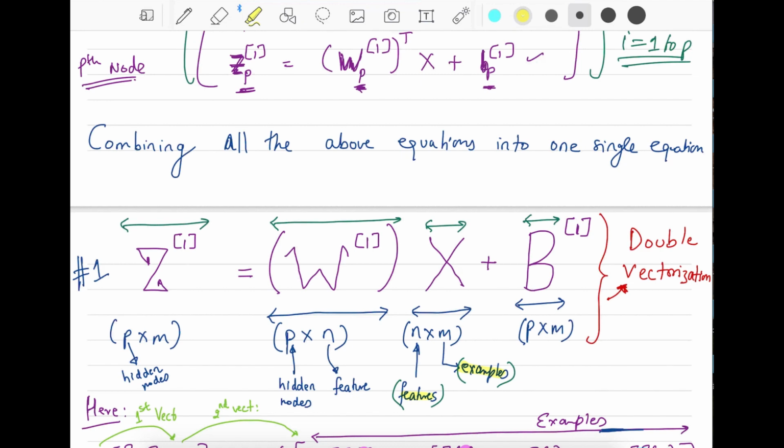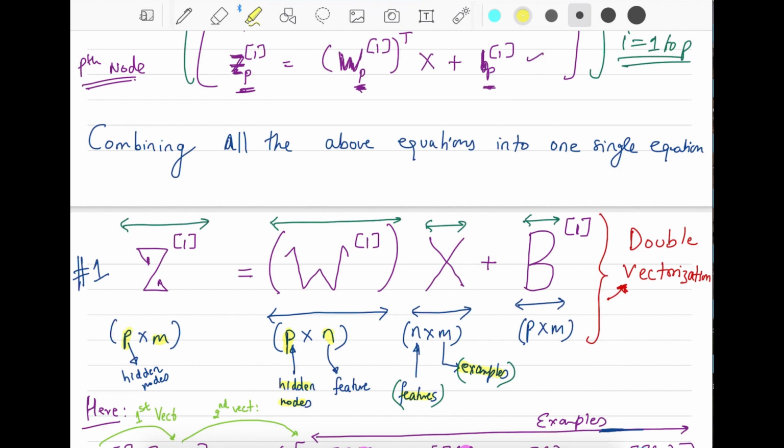In case of W1, the matrix will be of size P hidden nodes now. So this is P. So this is changing now. Earlier this P and this P were 1. Now since we have generalized it to P nodes, this P is coming because of that. This is features and this is examples.